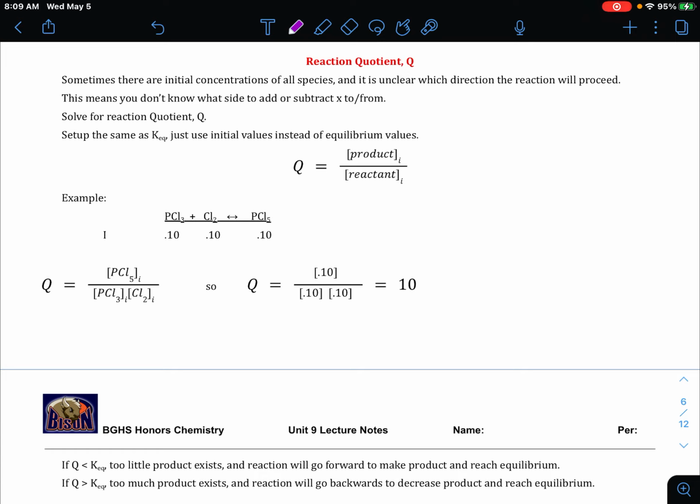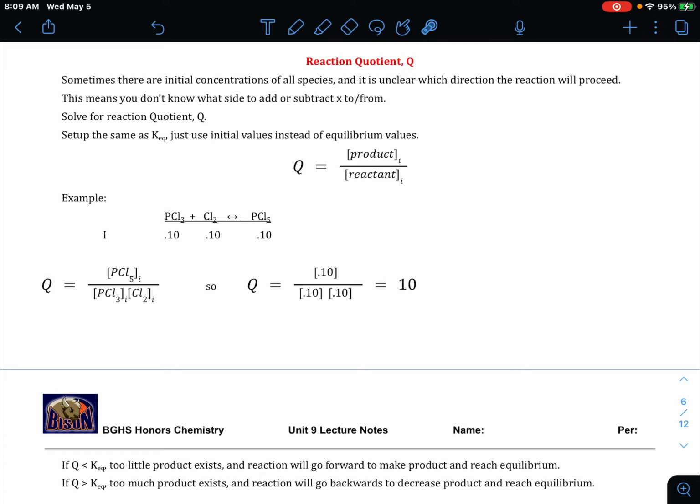However, there are going to be times where you have initial concentrations of everything and it's not clear which side you're going to add the value of x to and which side you subtract. So, for example, here, in this PCl reaction, PCl3 and Cl2 are our reactants, and PCl5, that's our product. But if we have initial concentrations for everything, I don't know how to fill out the ice table. I don't know whether I should be adding or subtracting to the left or to the right side.